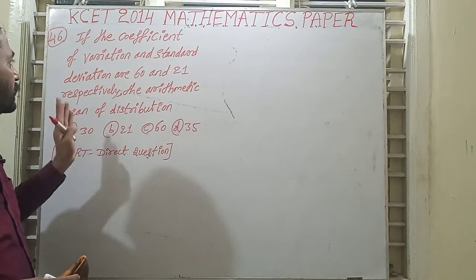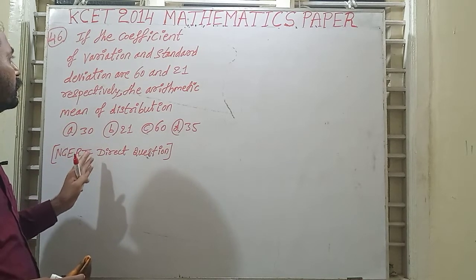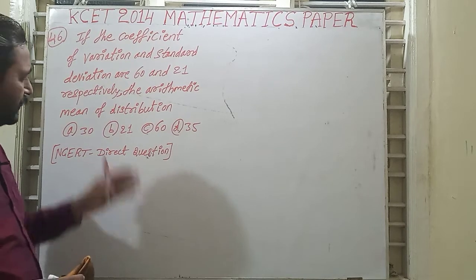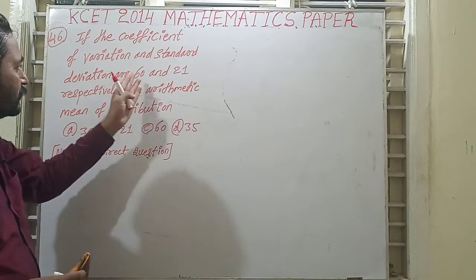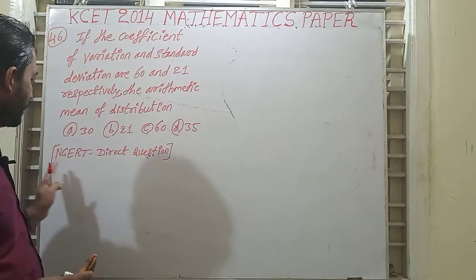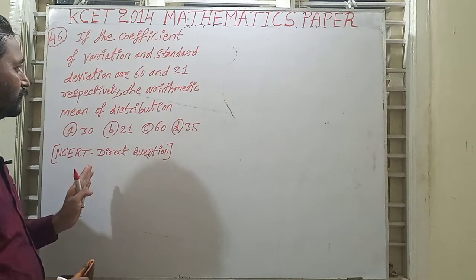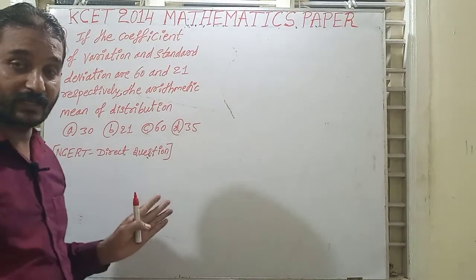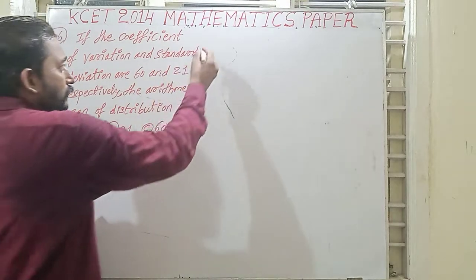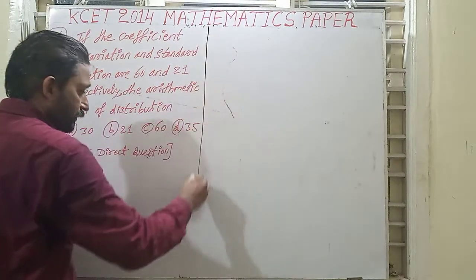It was repeated 2 to 3 times from 2014 to 2019. Same type of question, only the numerical value changes. It is a direct NCERT question. Usually 1 or 2 marks are asked in the first year theory. So for this problem, one well-known formula is there.